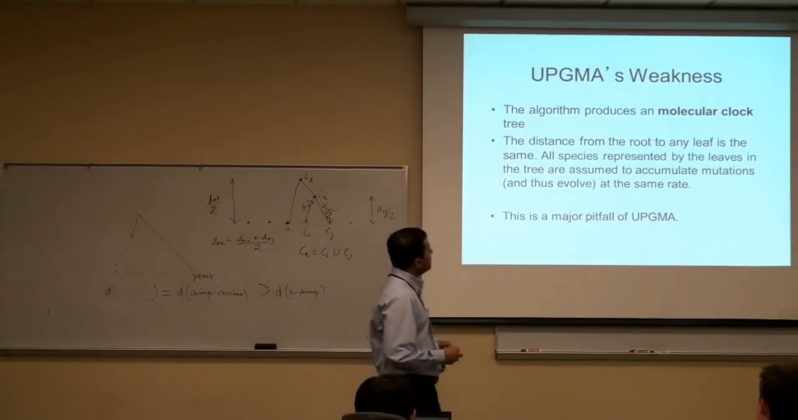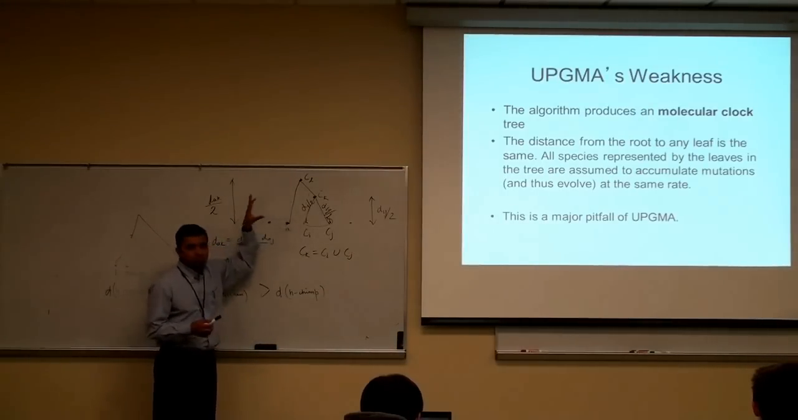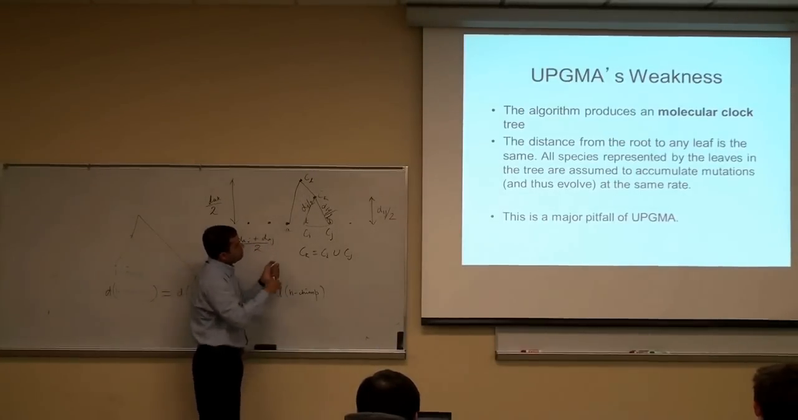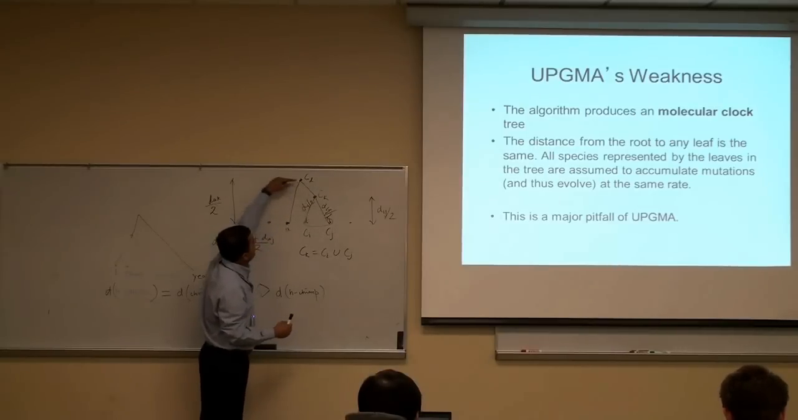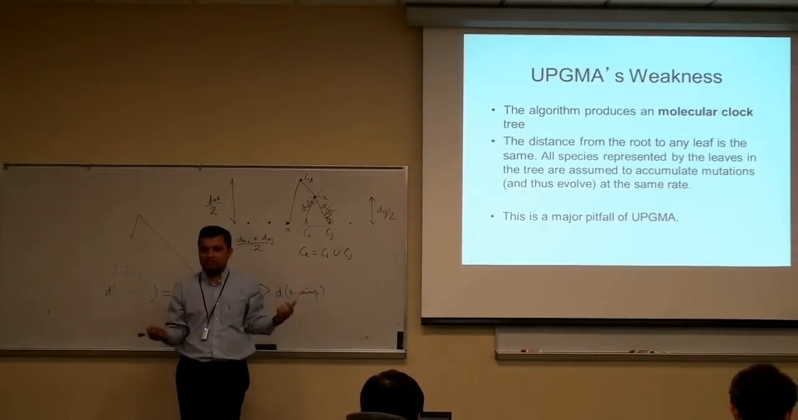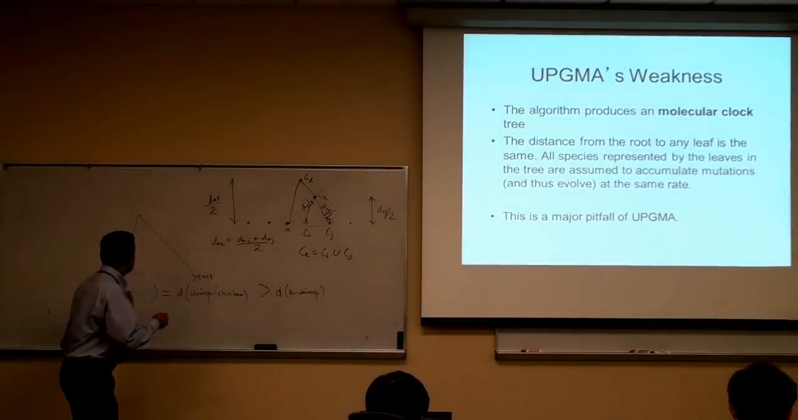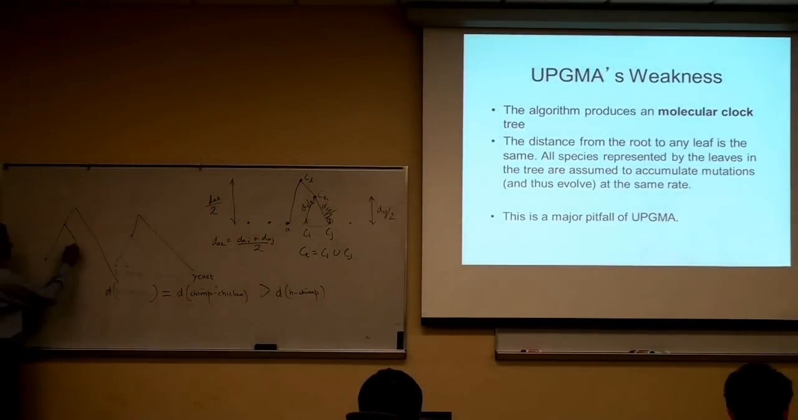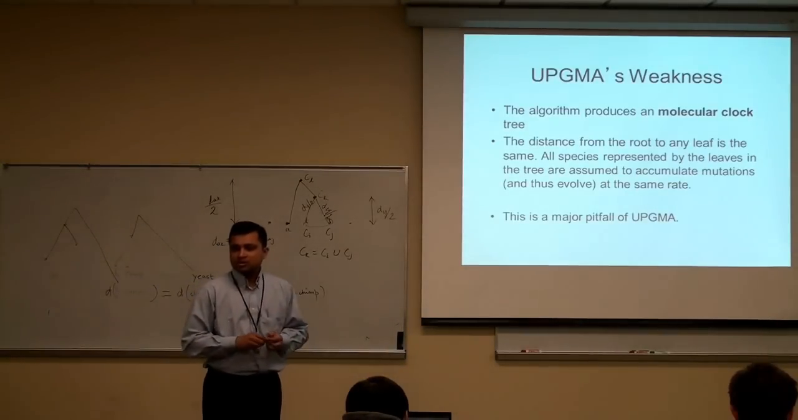So that's the UPGMA algorithm. Okay, very simple. It produces a molecular clock tree. So what it produces will always have this property of things being at a certain height. I mean, the path from the common ancestor to every leaf will be the same length. And you can almost see that here. Right? There's no way to get trees like that with different lengths, it just won't produce such trees. Okay?